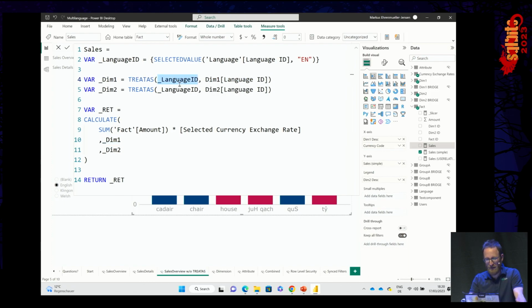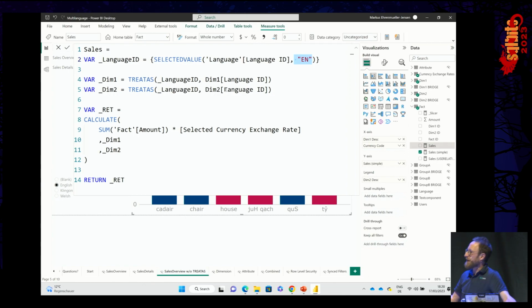And this language ID is another variable up there where I ask for the selected language from the language ID, so the content of the radio button. In case the user forgot about having a selection, or the report author forgot about putting in a slicer, then maybe several rows are selected. So this is why I use English as a default. If nothing is selected or more values are selected, I use English as default. And this is then applied on dimension 1 and dimension 2.